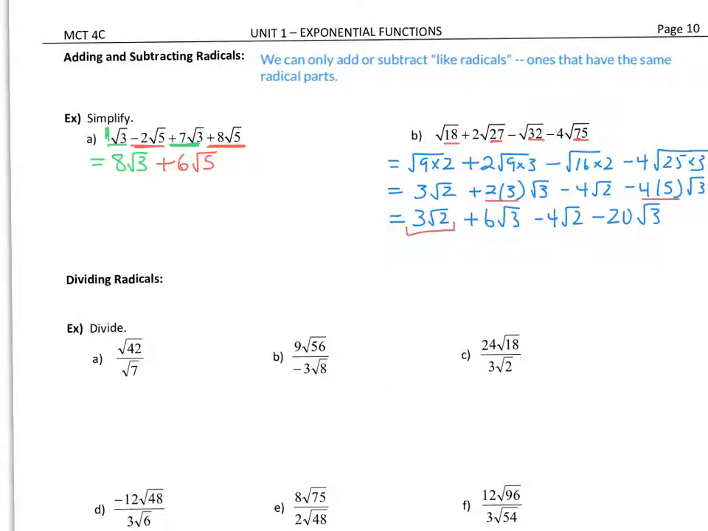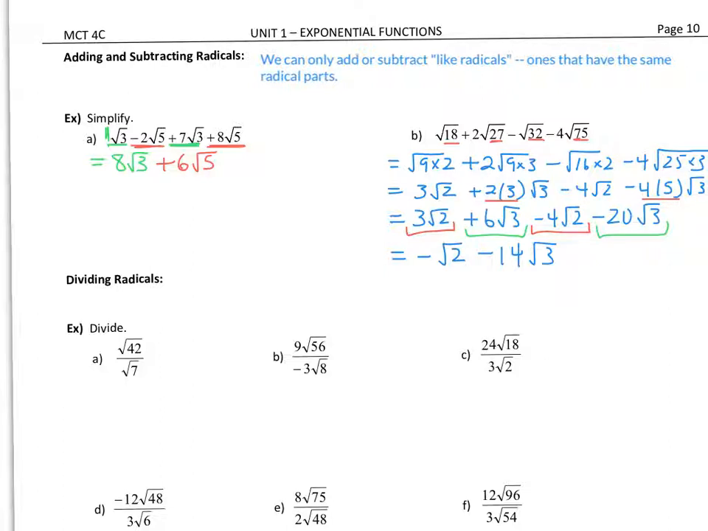I've got 3 roots of 2, and I'm going to subtract 4 roots of 2. So I had 3, but I took 4 away. That's going to be negative 1 root of 2, or negative root 2. Putting the root 3's together, I have 6 roots of 3, and I take 20 roots of 3 away from that. I think that's minus 14 roots of 3. Okay, and there's our simplified form.